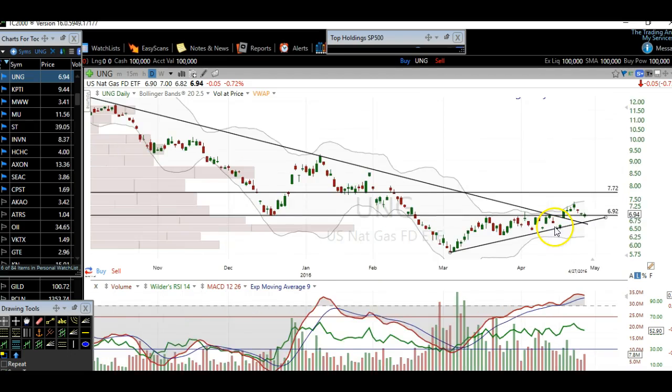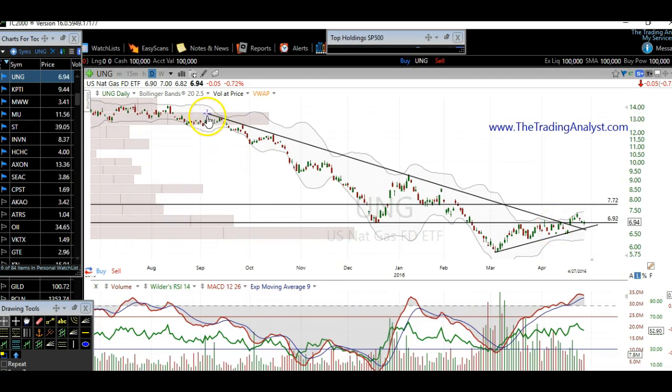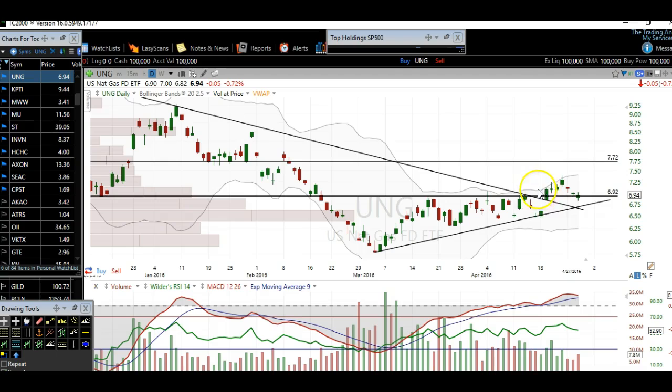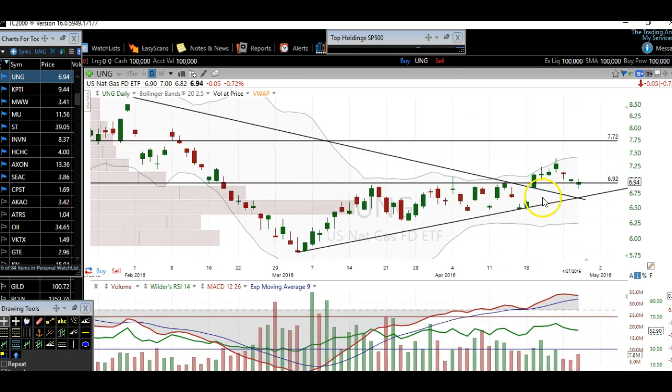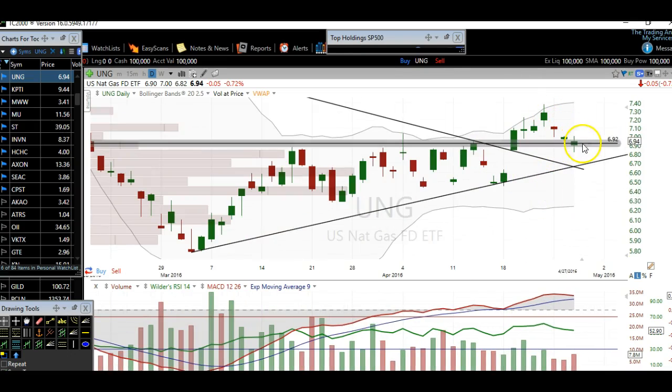Natural gas, we've got a break over this downtrend line. 1, 2, 3, 4 touches, 5, 6 touches right here, and then we broke over it with this candle, and we also broke over this resistance as well. We're coming back and we're retesting this resistance, which is now support. We got a nice doji candle right here at that level.